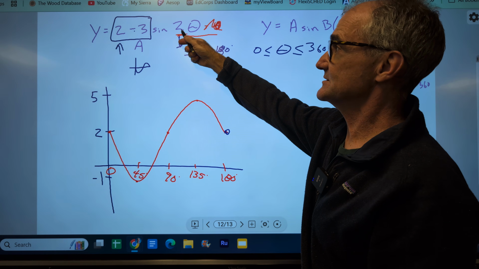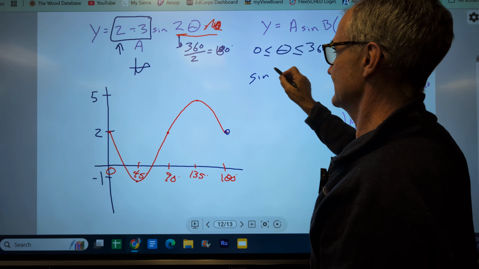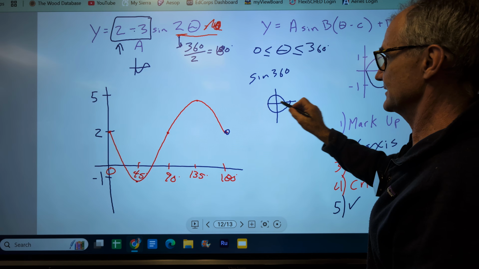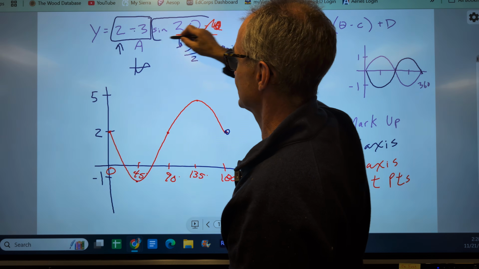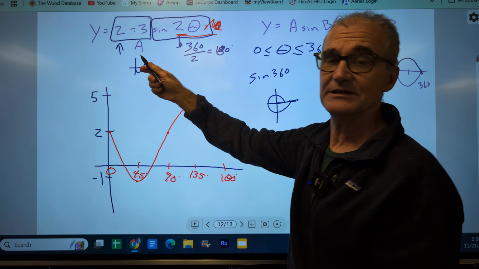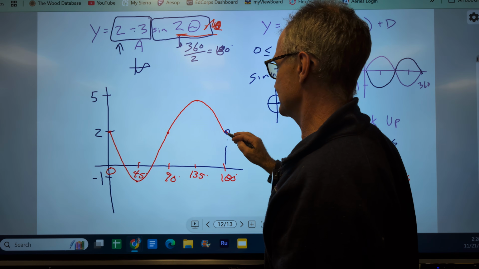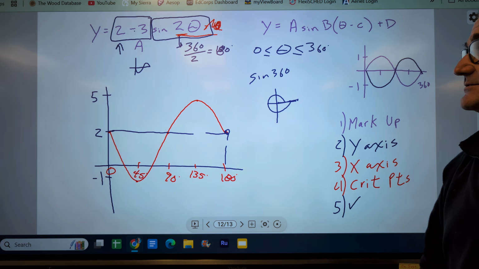180 times 2, 360. Sine of 360, my unit circle, right, would be 0 over 1. So this whole thing right here becomes 0. 0 times -3, 0, plus 2 is 2. So at 180, my corresponding value is 2. So I could see that's correct.